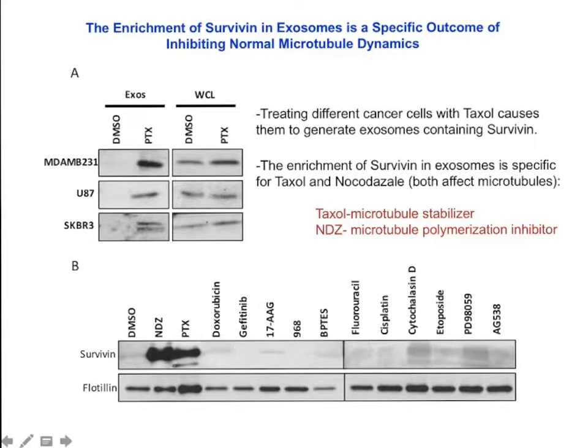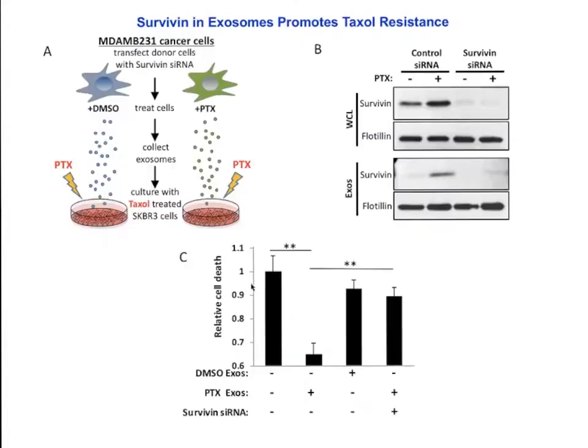And so this really starts to argue that what Taxol is doing is a specific effect, but it's through changing the normal dynamics of the microtubules that is enough to cause these cancer cells to release this class of extracellular vesicles, these exosomes, and enrich them with survivin.